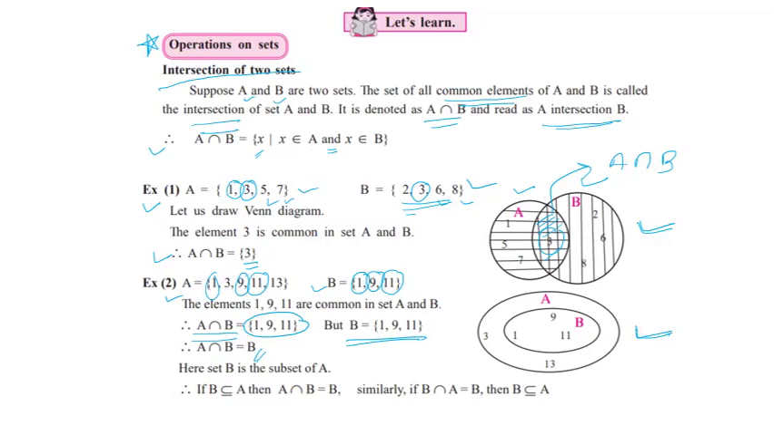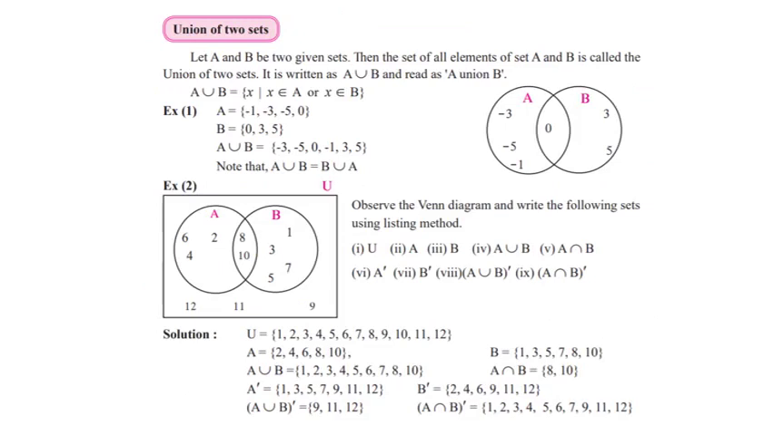Understood the definition? First operation on sets, intersection of two sets, and next, union of two sets. Now the second operation on sets is union of two sets. Now see the definition. Let A and B be two given sets. Then the set of all elements of sets A and B is called the union of two sets, and it is written by this sign: A, and for union we write U, A union B, and read as A union B.